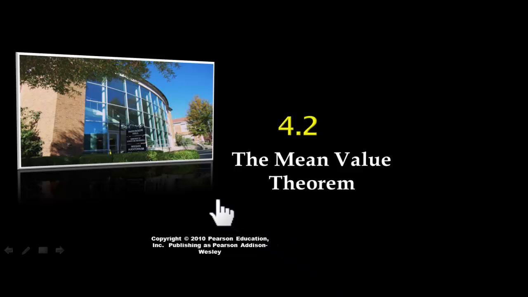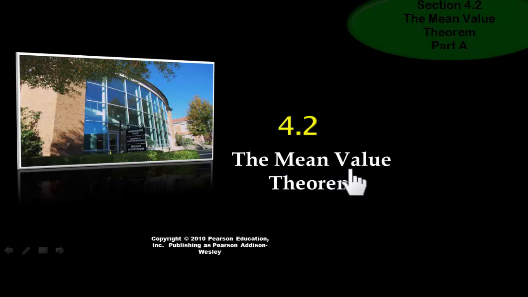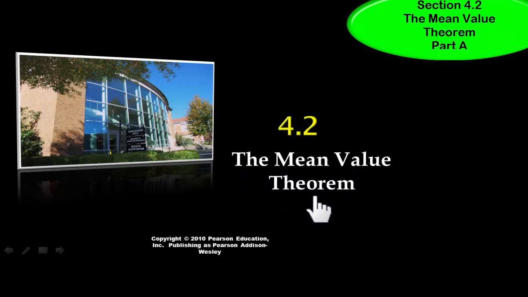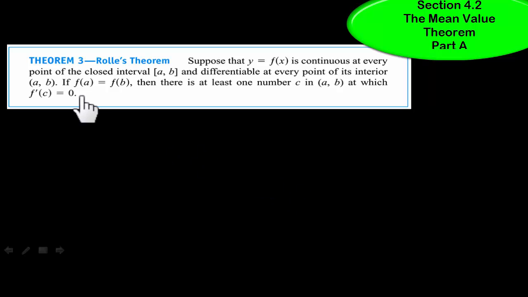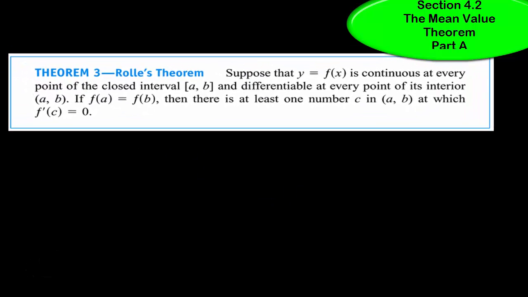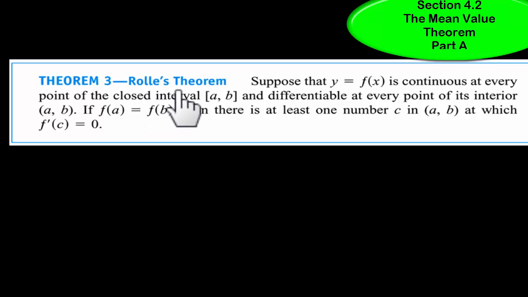We are now in section 4.2 and the title is the Mean Value Theorem. We begin with Theorem 3, Rolle's Theorem. Suppose that y is a function that is continuous at every point in the closed interval.